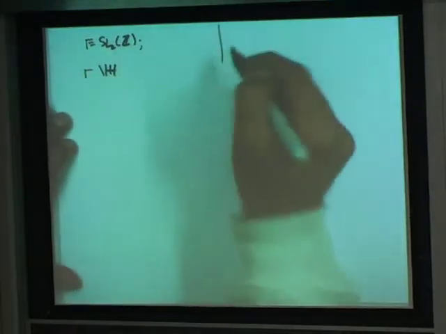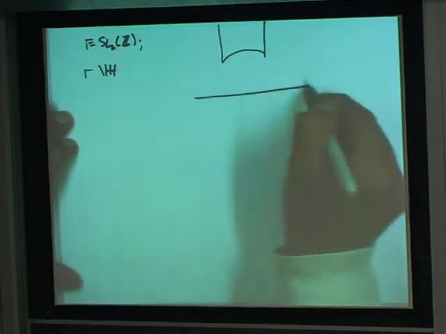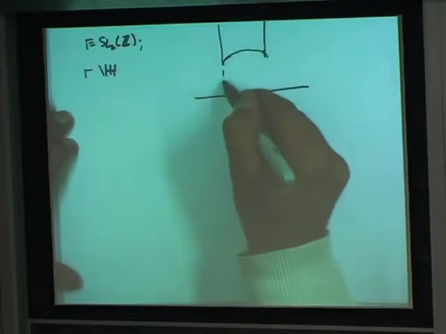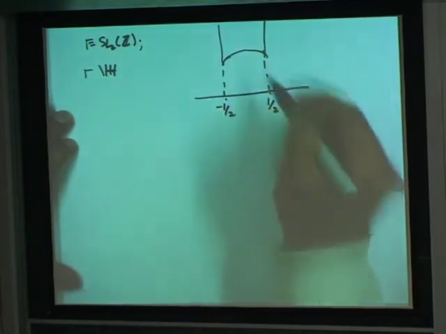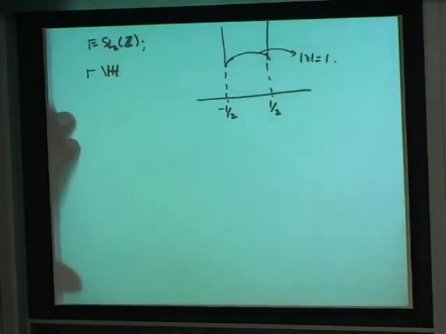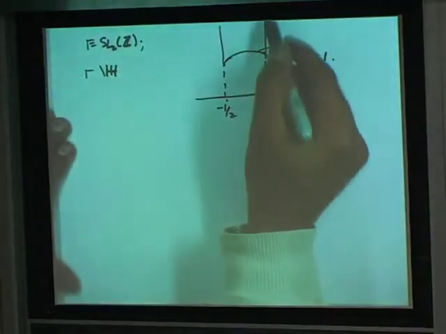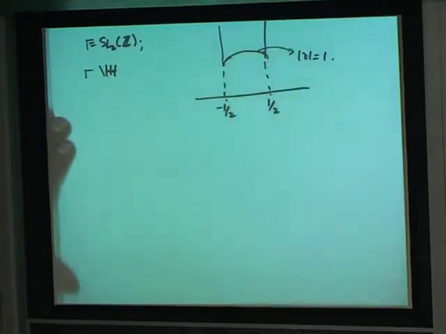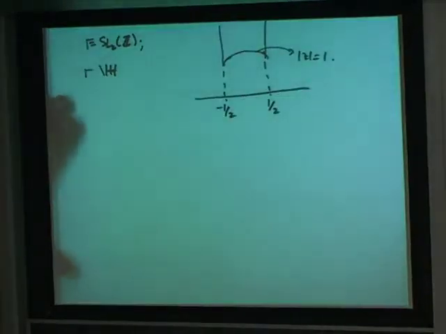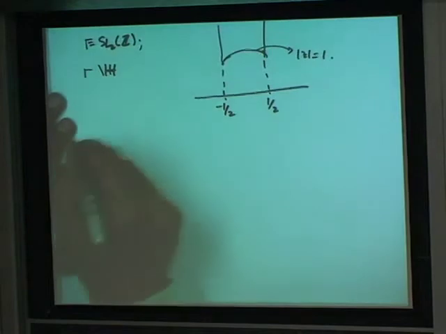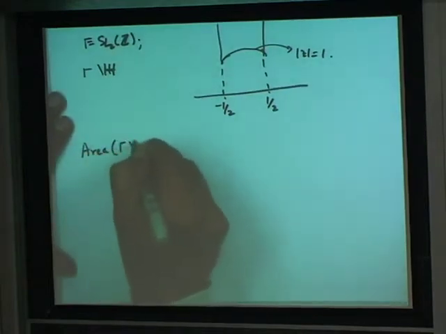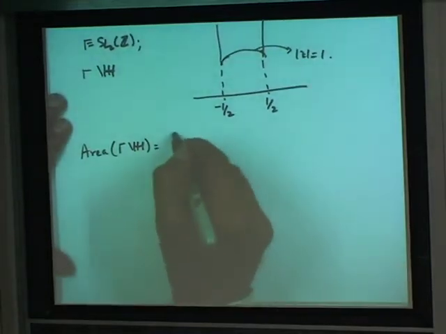Okay, so what is the problem in this case? I can now be more specific. So when we're looking at H mod gamma, and we all know what this looks like, it has a fundamental domain like so. This is between minus half and half, and this is the curve mod z equals 1. I have to identify this edge with that edge, and some part of this arc with that. Of course, you can see that this fundamental domain is not compact, but its area we can compute. It's just a calculus exercise, it's pi over 3.